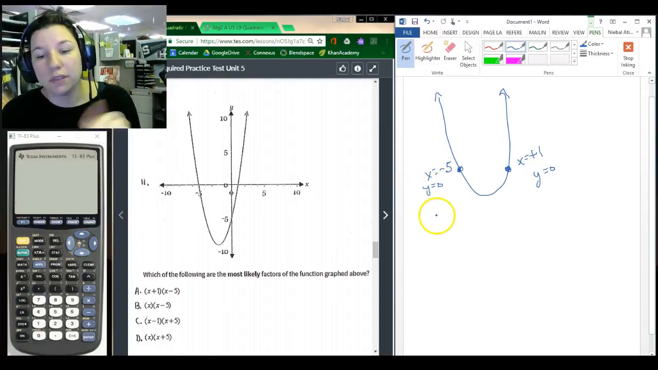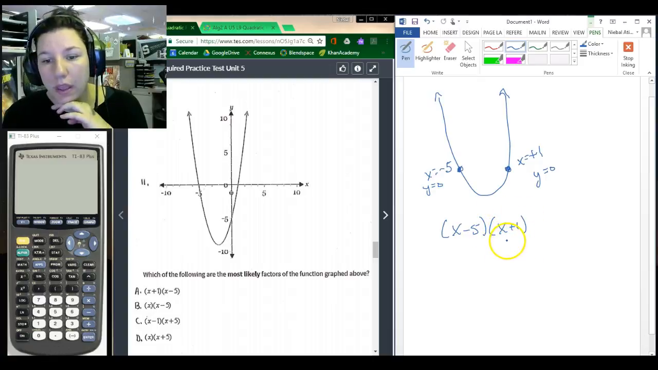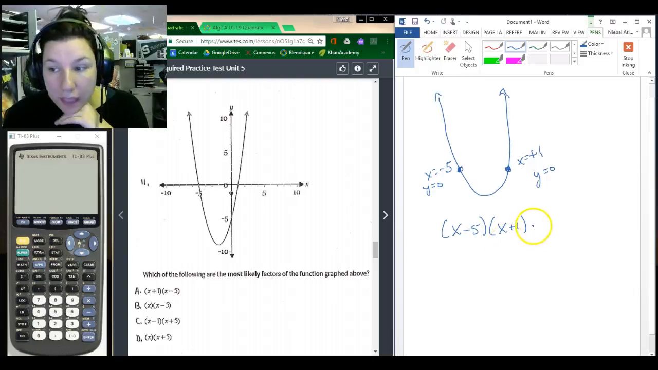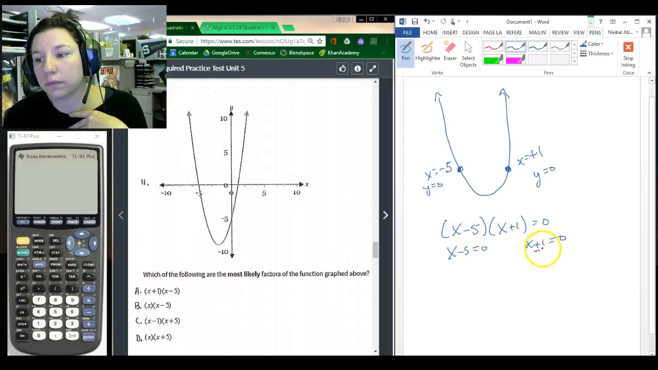And the mistake a lot of students make is they say, okay, x equals negative 5, x equals positive 1, so the factors must look like this. And that is not the case, because if you set that equal to 0 and you actually solve for what x is equal to, you would get x is equal to negative 1 and x is equal to positive 5.